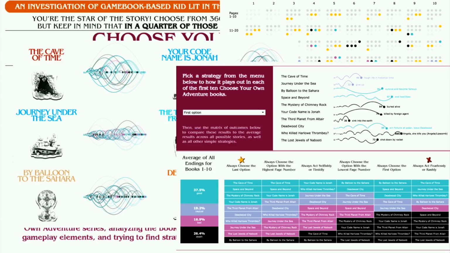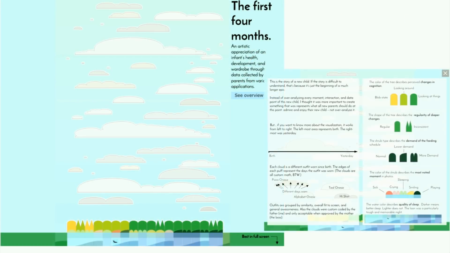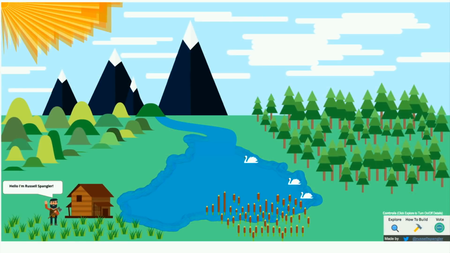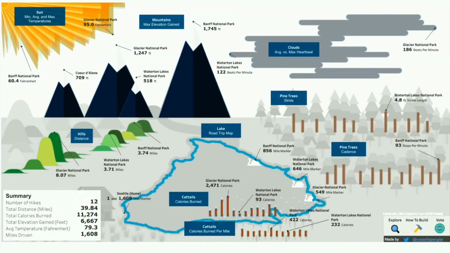Now, I'm not the only one who's done this. Luke Stanky built a viz that required him to manually track a huge number of events in the first 4 months of his baby's life. It's like outfits worn, changes in the child's cognition, the regularity of diaper changes, demands of the feeding schedule, all kinds of things. Russell Spangler has also done this. He created a viz that required him to track all of his hikes through several national parks. He also tracked the environmental variables, he tracked the paths that he took, he tracked all kinds of stuff about the walks that he took through the national parks.